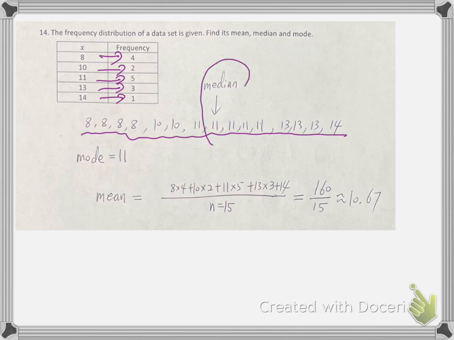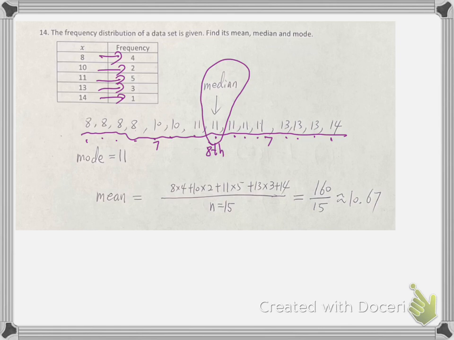Median number means who stands in the middle, right? So you count 1, 2, 3, 4, 5, 6, 7, 8, 9, 10, 11, 12, 13, 14, 15. So there are 15 numbers. So this is the 8th number in the middle, 7 on this side, 7 on the other side.